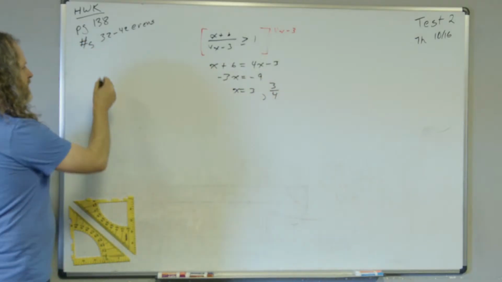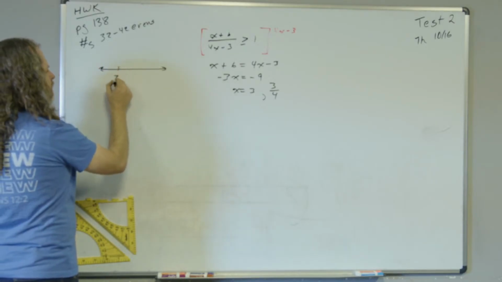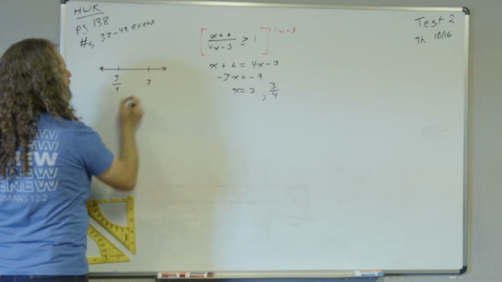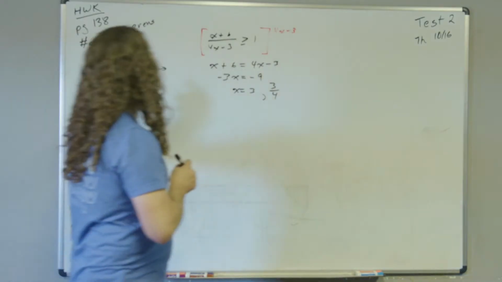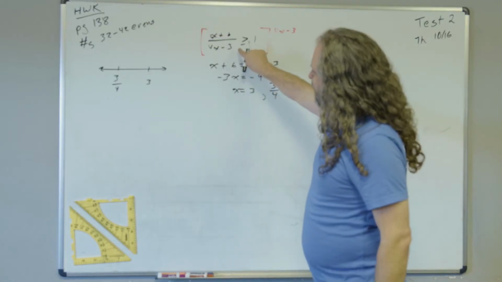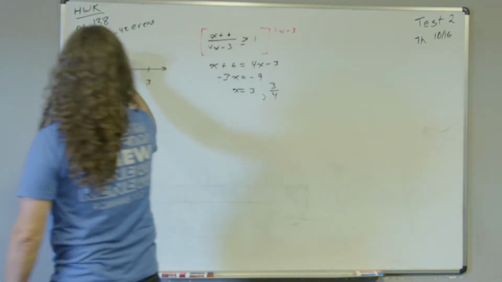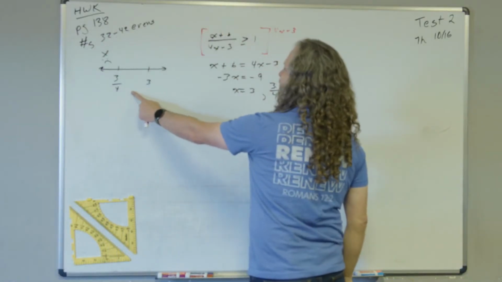So we've got to test those regions. We're going to test between 3/4 and 3. Shove a 0 in there. If we shove a 0 up here, we end up with negative 2 greater than 1. No, doesn't work. Sad face. What can we put in here?